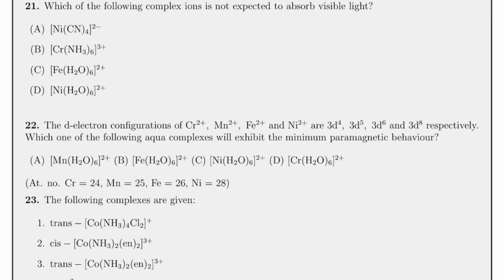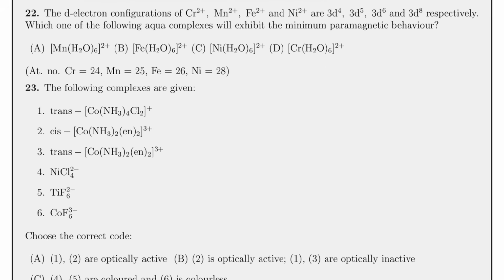Then which of the following is not expected to absorb visible light? Then 22 is again, everything is given. Now in this case it is like the food has been cooked and served to you, you just sit and eat it, because electronic configuration is already given. So if it is given, it becomes very easy for you to solve.